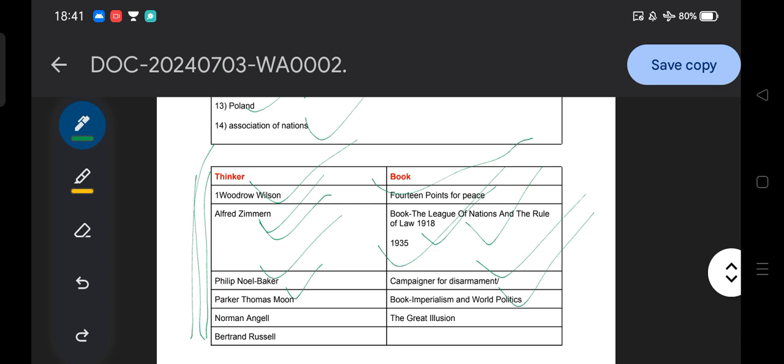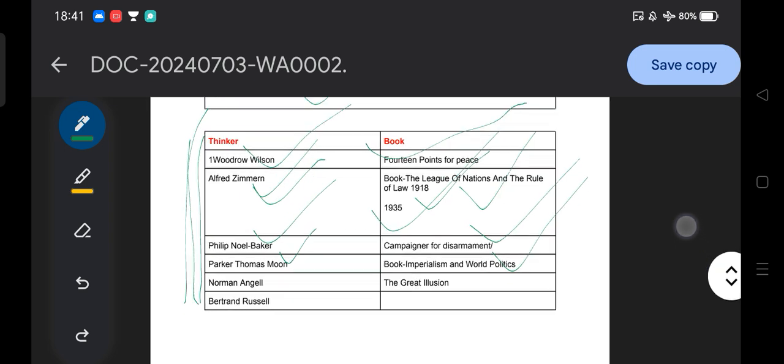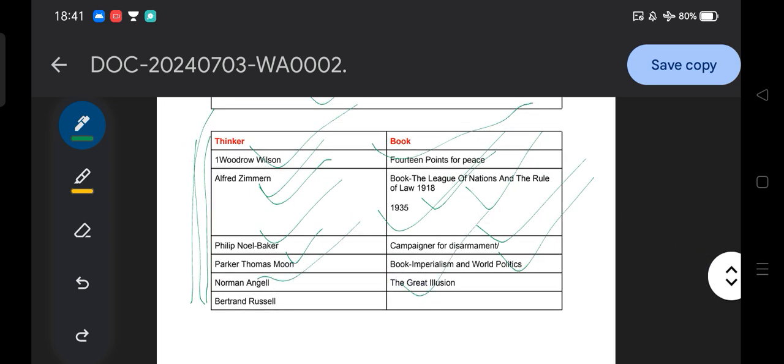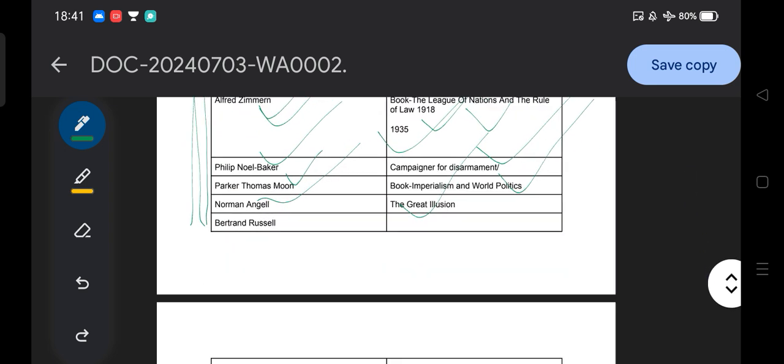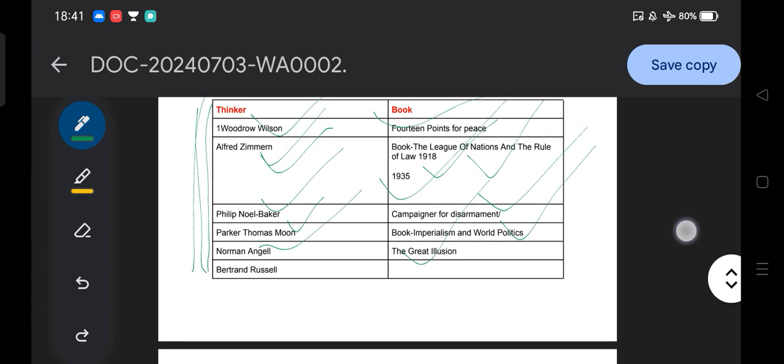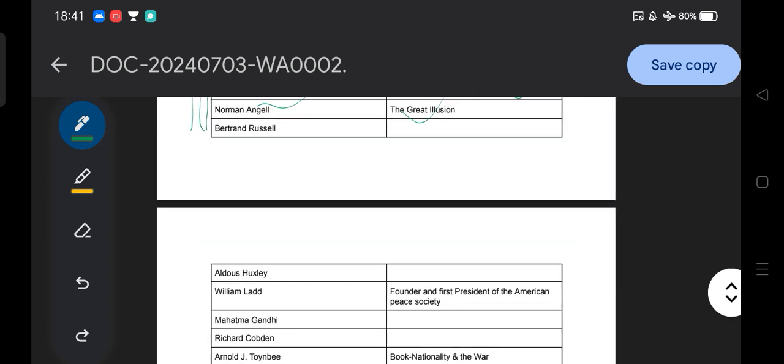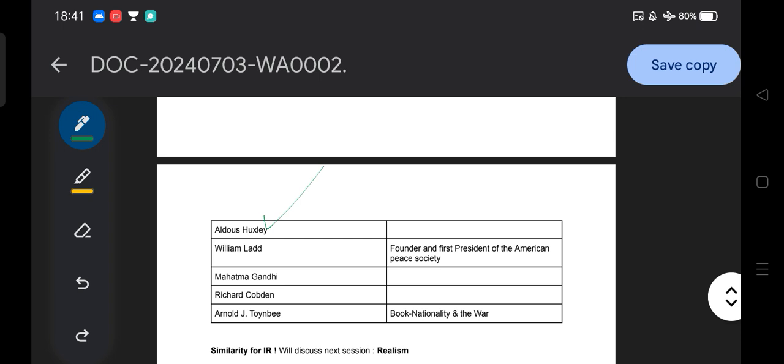Okay, this question was asked multiple times in your Telegram group or in your question practice also. Then Norman Angell, The Great Illusion. Bertrand Russell also belongs to the idealism school of thought. Then next Aldous Huxley. Then William Ladd, the founder and the first president of the American Peace Society. So they can ask the question, who is the founder and first president of the American Peace Society? That is William Ladd.